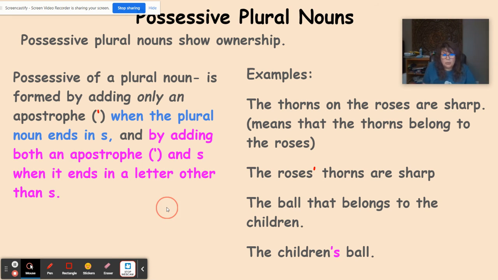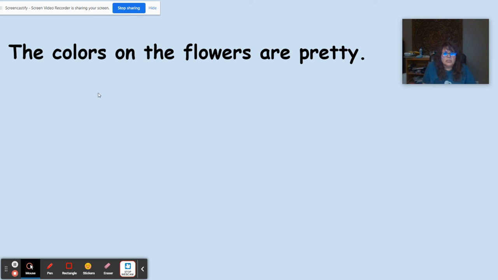Let's do some examples. The colors on the flowers are pretty. Okay, so what are we talking about?